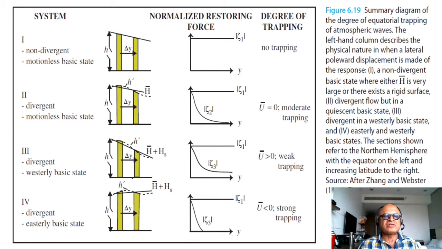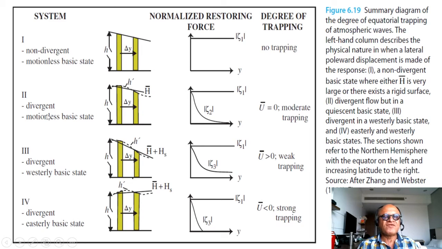So we'll see some figures that will make it clear. If you have a stationary state, then you have non-divergent flow, then there is no trapping. The solution induced vorticity will go all the way to the poles.